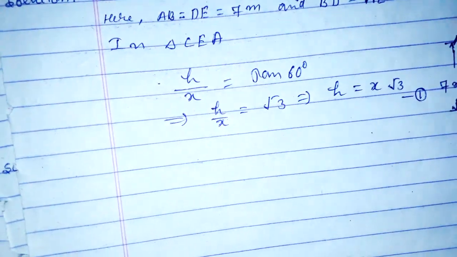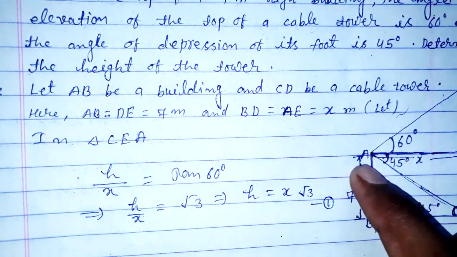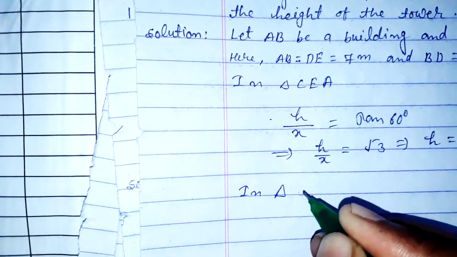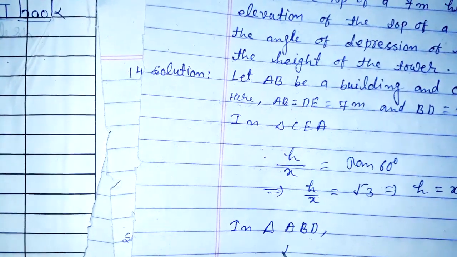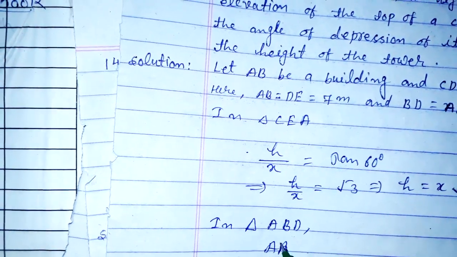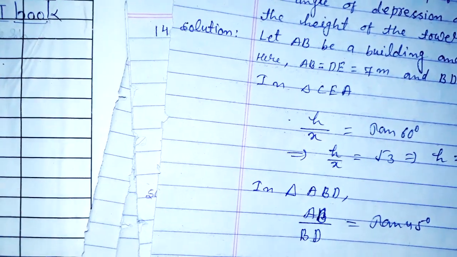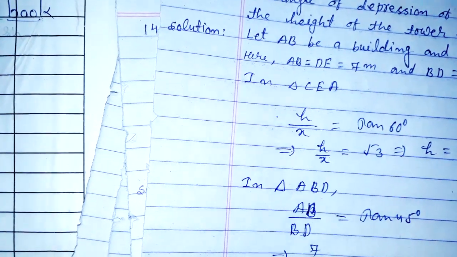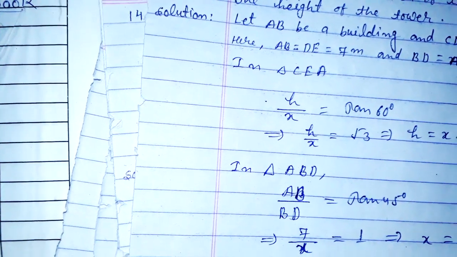This is the first equation. Again take this small triangle ABD. In triangle ABD, take the ratio AB upon BD. This is B, this is tan 45 degrees. So that implies AB is 7 meter upon this, let it be x. So tan 45 is 1, that is x is equal to 7 meter.